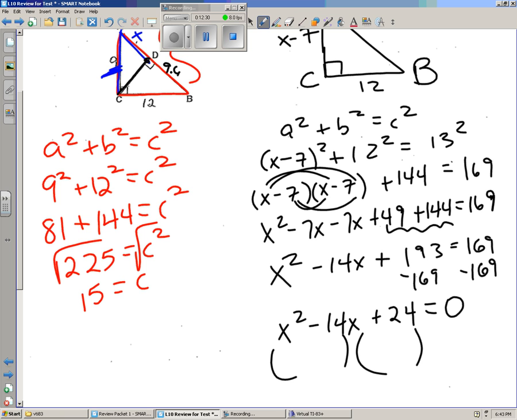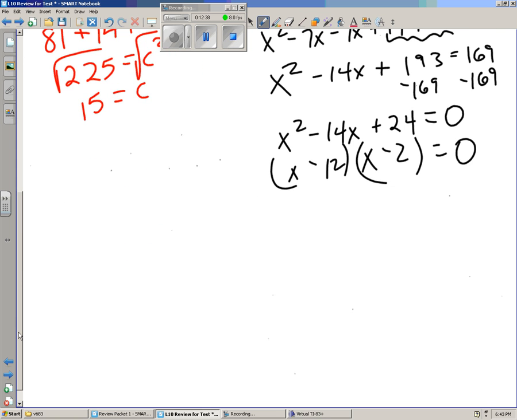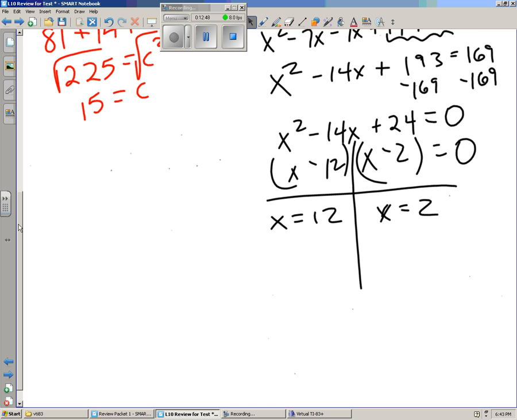And we can factor this. So we get x and x, minus and minus, 12 and 2. So what happens here is we end up getting 2 answers, which are both positive for x. So this is a little unique. You don't usually get this. We usually get one positive, one negative.